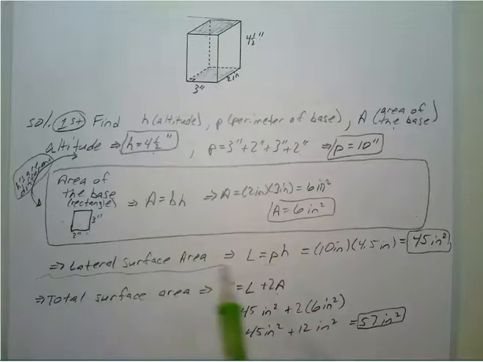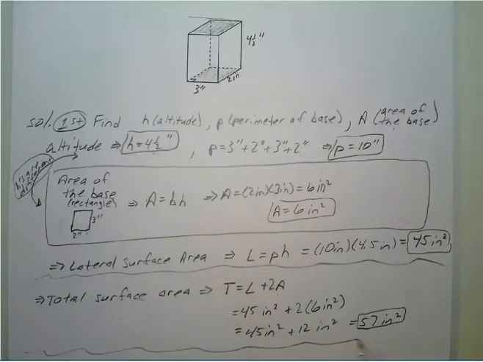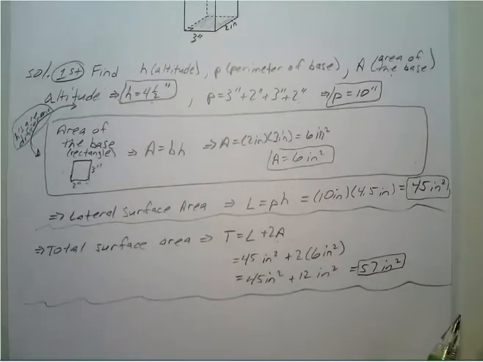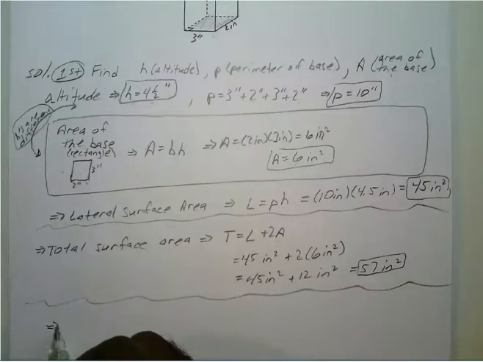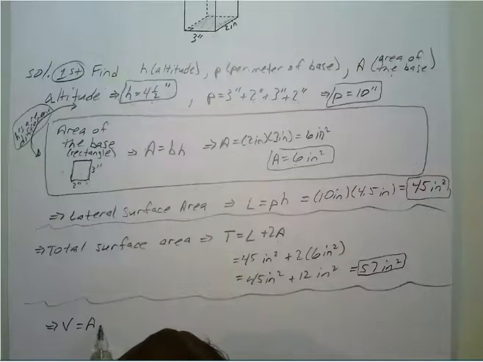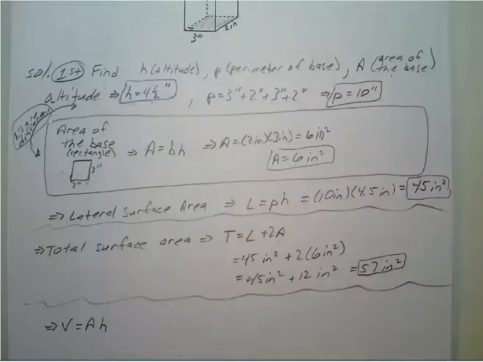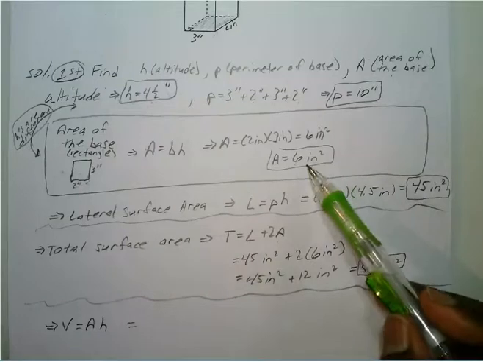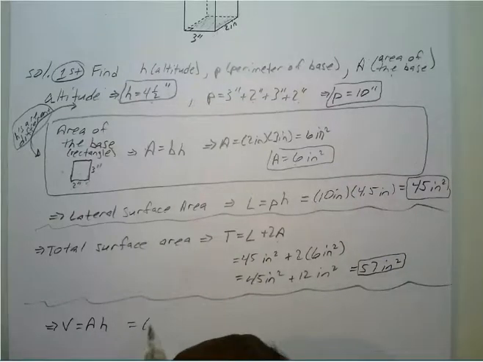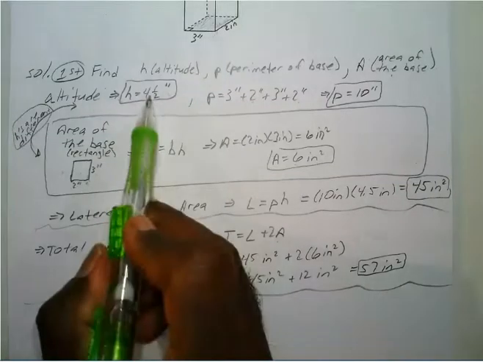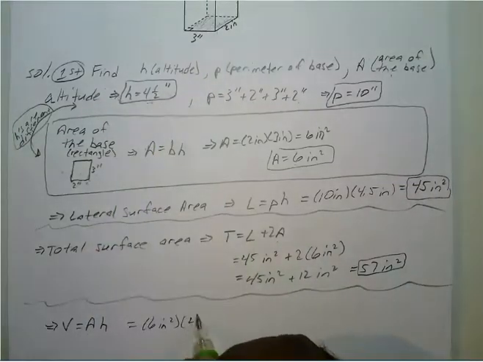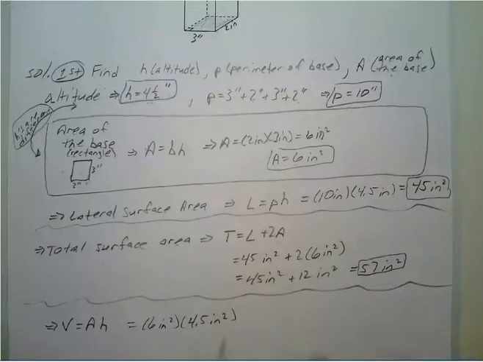Okay, so we kind of separate these a little bit so there's no confusion. All right, so now we look at our volume. The volume is the area of the base times our altitude. So that's going to equal the area of the base, remember, that is 6 square inches, times our altitude, which is 4.5 inches.